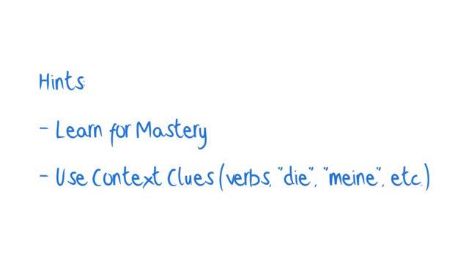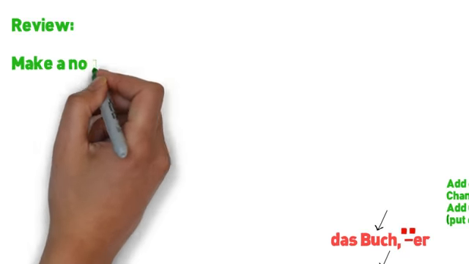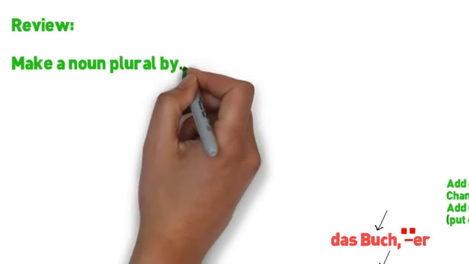Secondly, look for context clues to tell you that new words are plural. Look for things like the verbs, and die and meine and deine being used with words that weren't originally feminine. Keeping your eyes out for these clues will really help you pick up on plural forms more easily.